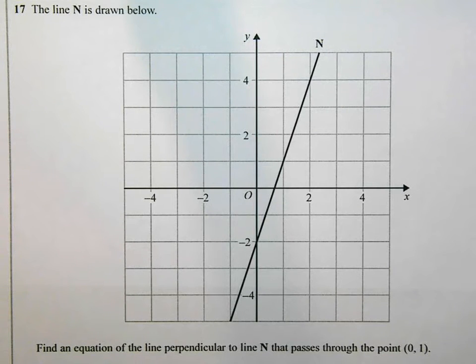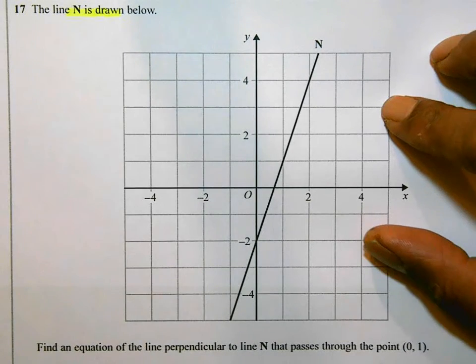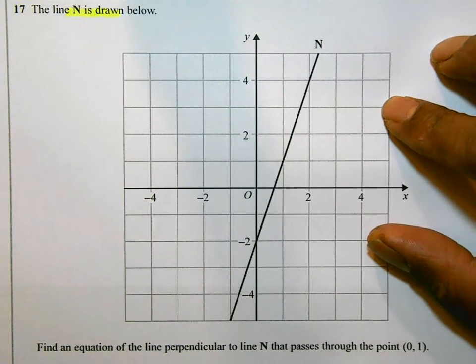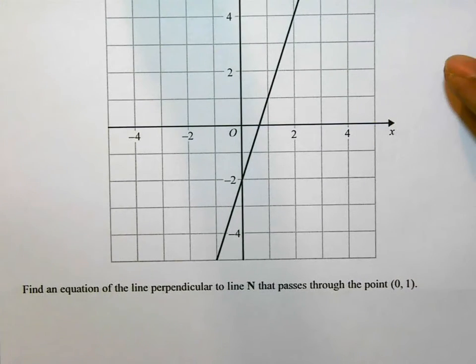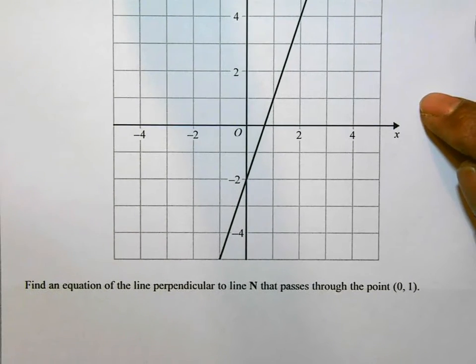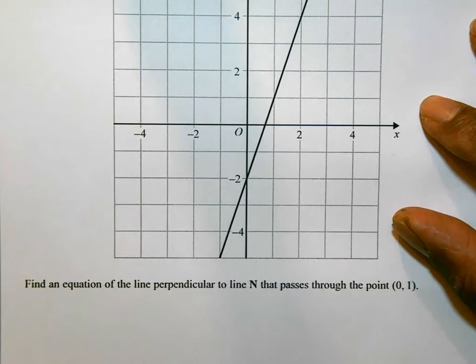This is question number 17 on the June 2015 calculator paper. Okay, let's have a look at the question. They said the line N is drawn below. So this is the line N, and within the question itself, they've said to us to find an equation of the perpendicular to N that passes through the point (0, 1).